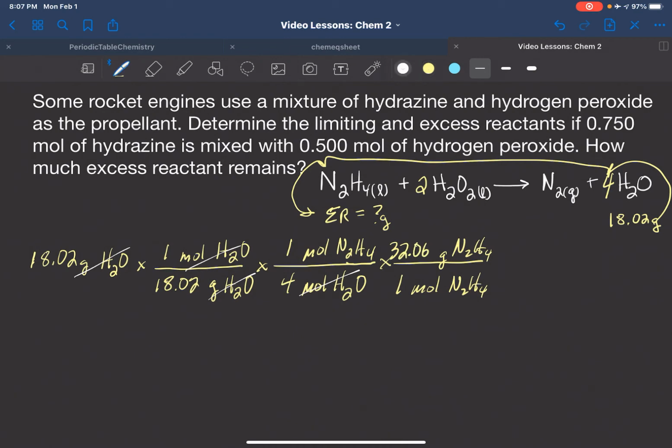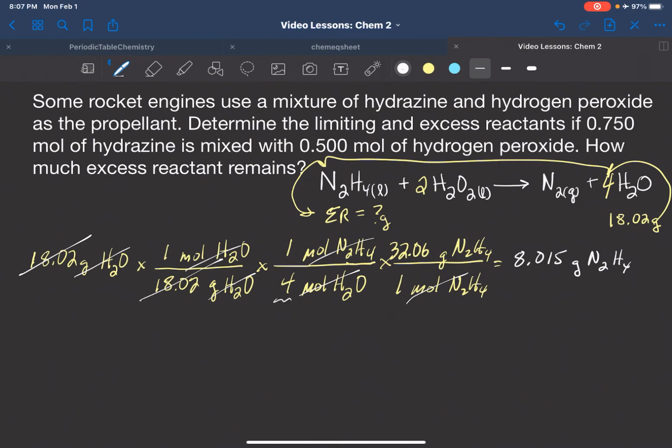All right. Here we go. So now, if we multiply all that out together, we've got 32.06. So, well, if we can do some quick math here, 18.02 over 18.02 cancels itself out. So we really don't even need that. So we've got 32.06 divided by the 4 that's right here, right? Divided by the 4. That gives us 8.015 grams of hydrazine. All right.